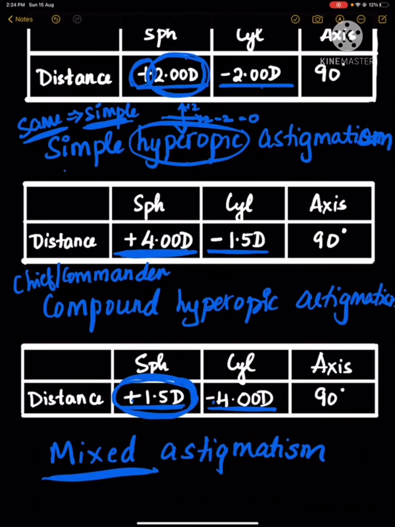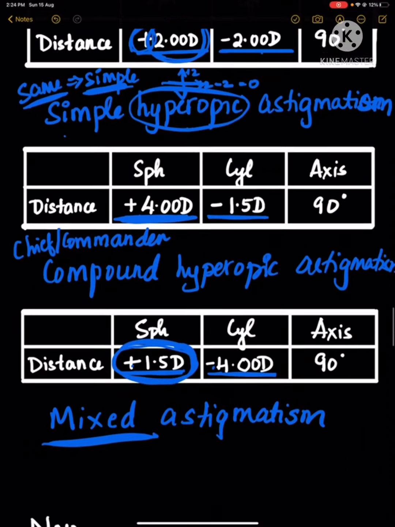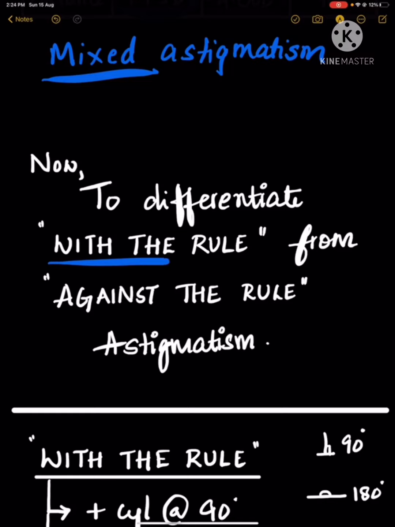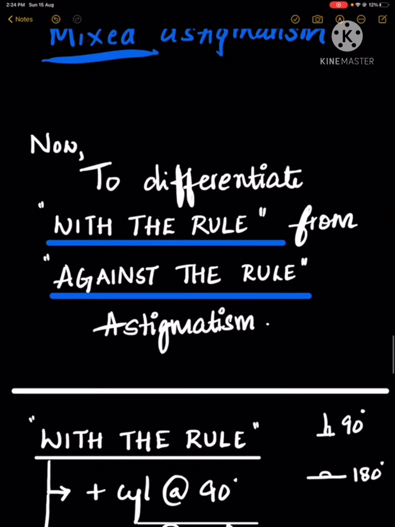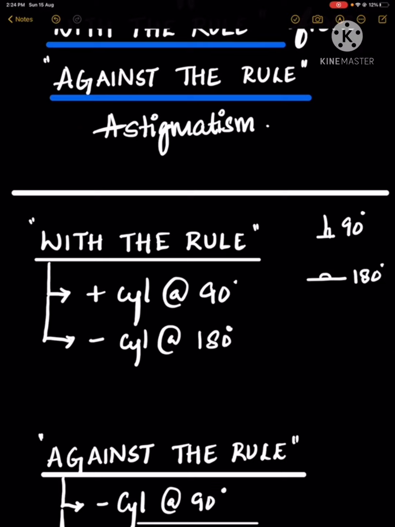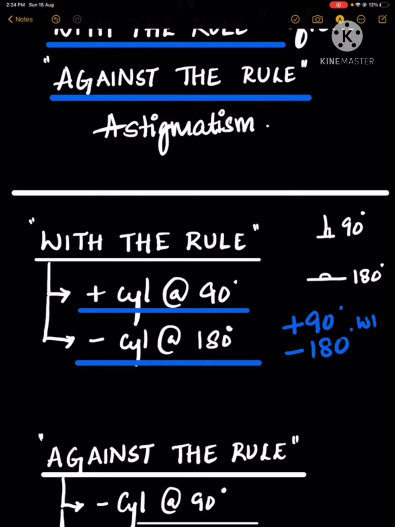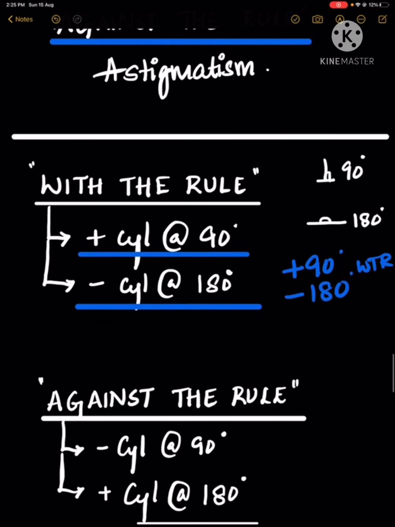Okay, we have actually solved all types of problems. Now the only thing that you guys need to learn is to differentiate with the rule from against the rule astigmatism. This is very easy. A plus cylinder at 90 degree and a minus cylinder at 180 degree is considered to be with the rule. Okay, so plus 90 minus 180 is with the rule. Anything other than this combination is against the rule. That's it.